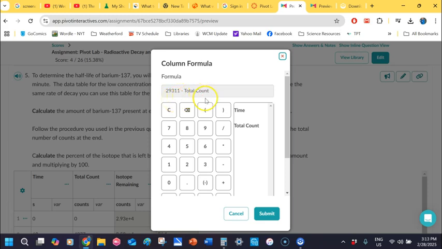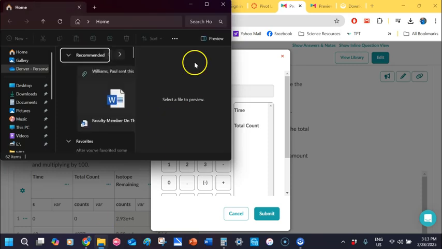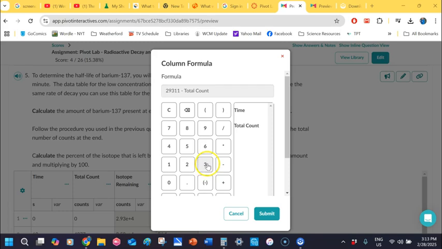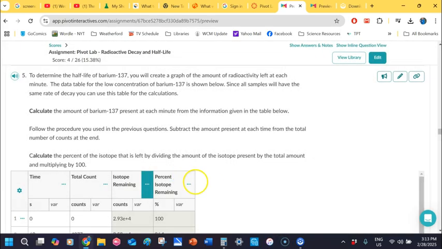minus the total count. And it will do that for 0, which you end up getting the same thing. This is just times 10 to the 4, so this is really 29,311. It will put in the total count that you entered earlier, and it will subtract them all for you, so you don't have to do each of those by yourself. It will do it automatically for you. Then you submit that, and it will do it. All right.